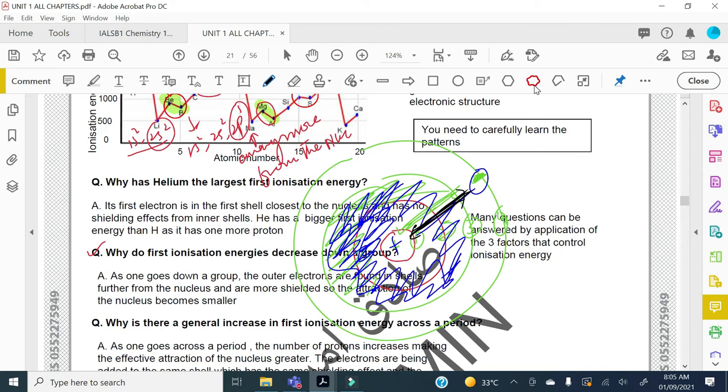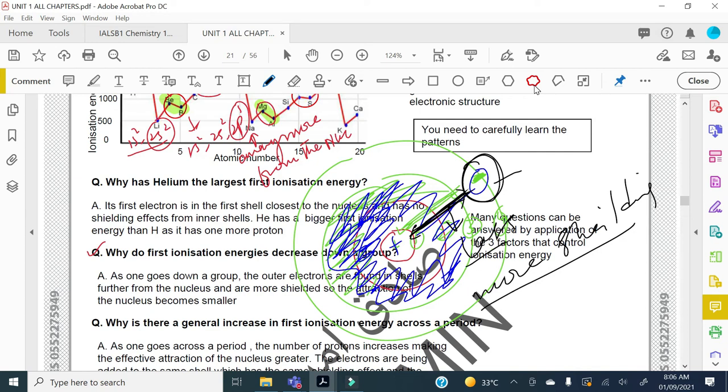Is it clear? Yes, sir. Is this clear to you? Now the more the shielding effect is, the more loosely the electron is held. That is, the force of attraction is less if there is more shielding. Right? So more shielding, force of attraction is less.